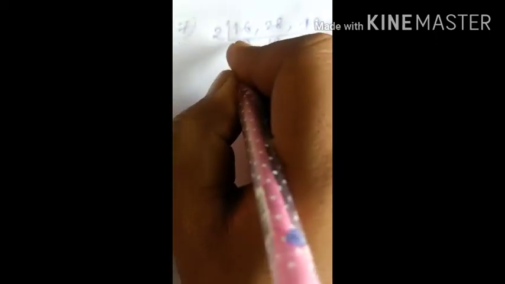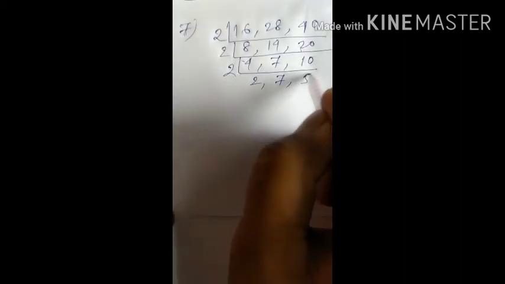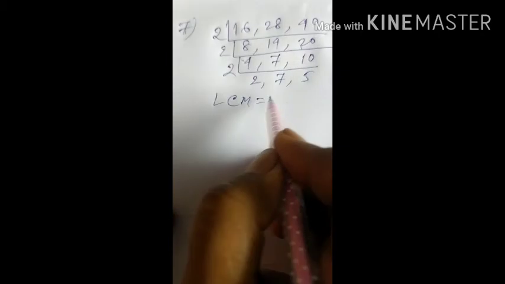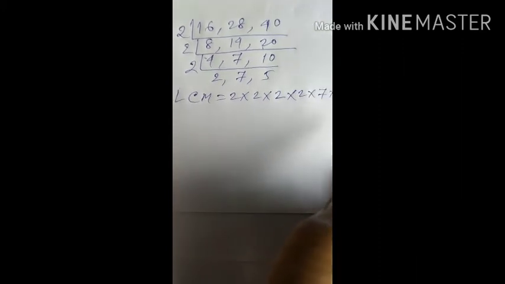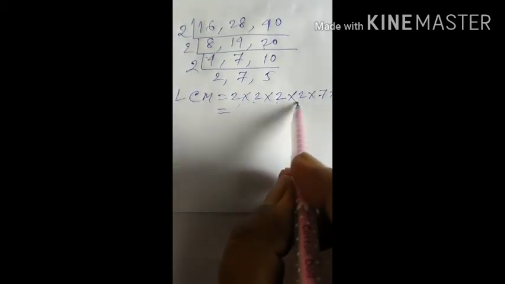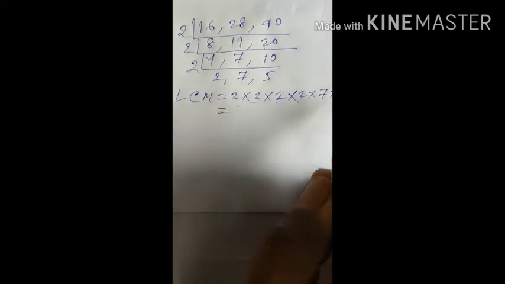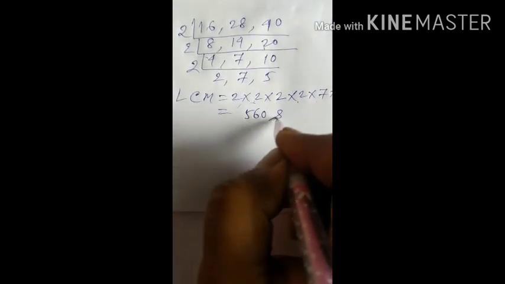Okay, so 2 8s are 16, 2 14s are 28, 2 20s are 40. Now 2 4s are 8, 2 7s are 14, 2 10s are 20, and then 2 2s are 4, 7, 5. So LCM equals 2 into 2 into 2 into 2 into 7 into 5. Okay, so LCM will be 2 2s are 4, 2 4s are 8, 2 8s are 16, 16 5s are 80, 7 into 80 is 560 seconds.